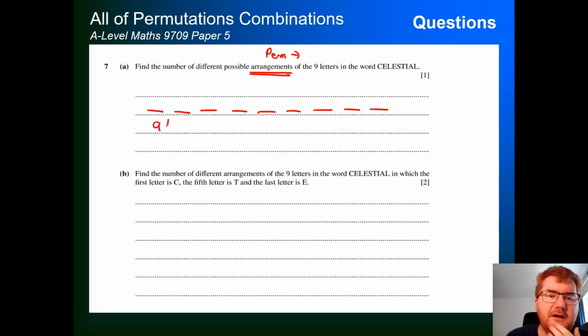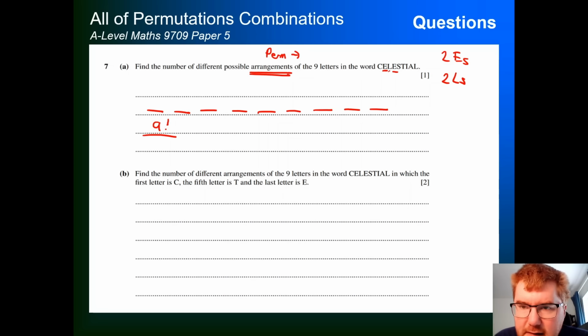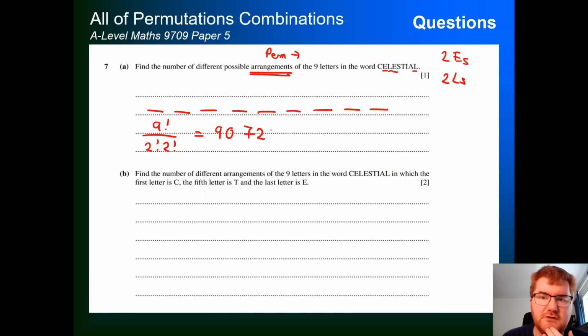And then we need to divide through by any repetitions. Well, we have 2 E's. It's worth writing down for later. We have 2 L's. And do we have anything else? Nope, that's it. So we divide by 2 factorial, 2 factorial. Again, you know how to do this on the calculator now. That will give you then 90,720 for the 1 mark.